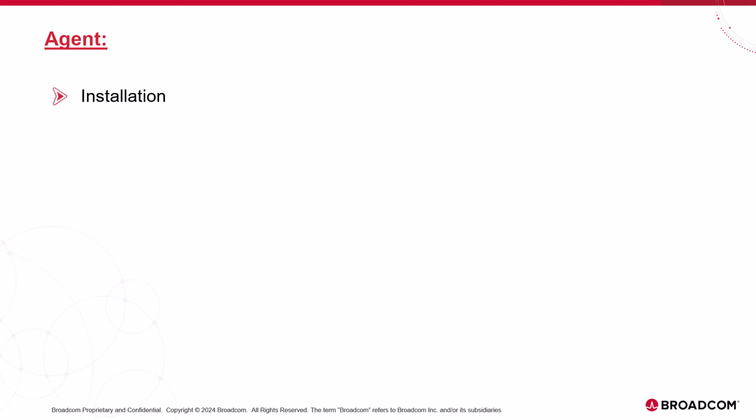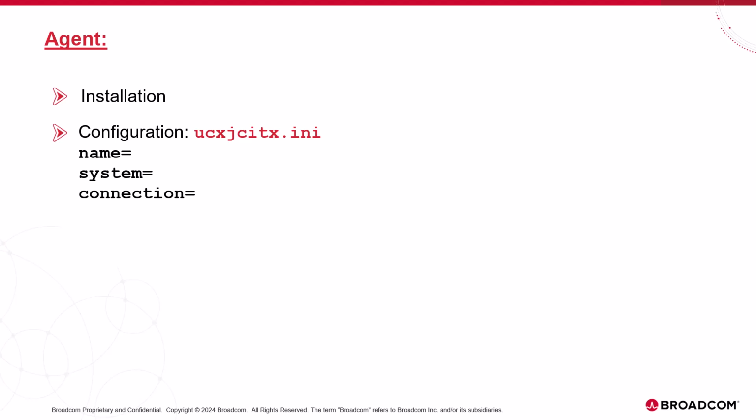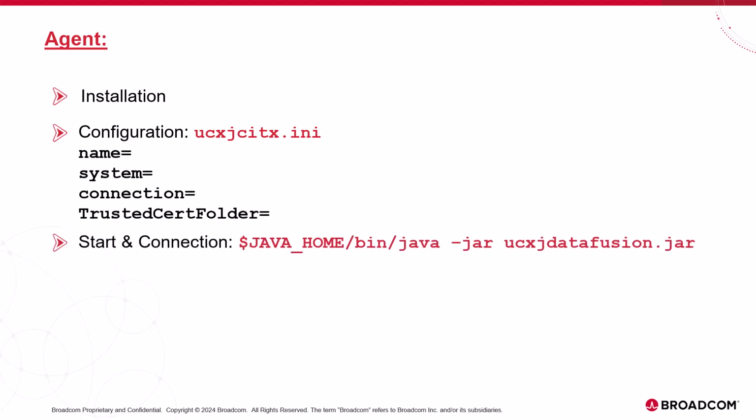Based on the platform, we rename the agent configuration file ucxjcidx and set a minimum of 4 values: the agent name, the AE system name, the host name and port connection to the automation engine's GCP, and finally the directory containing the TLS certificate. Finally, we start the agent by invoking the JAR file via the Java command. The agent connects to the AE and deploys the object templates needed to support the integration, the con, or connection object, and the GCP Data Fusion run pipeline job.